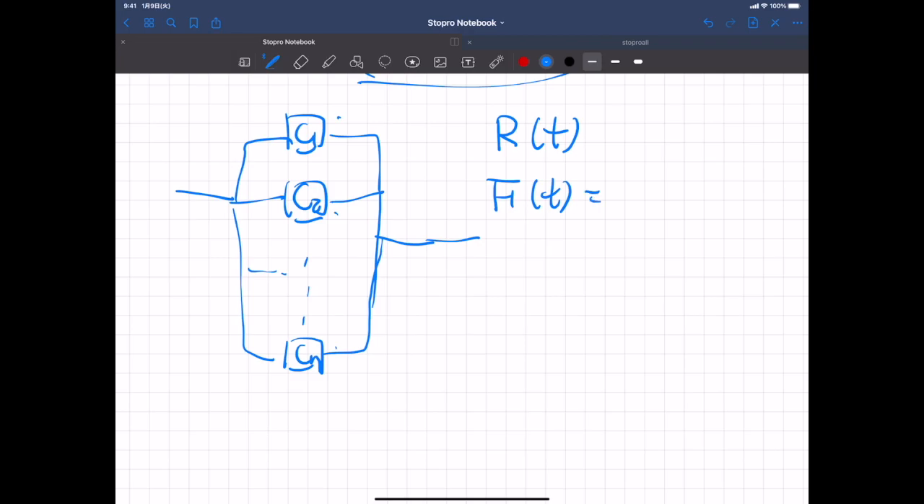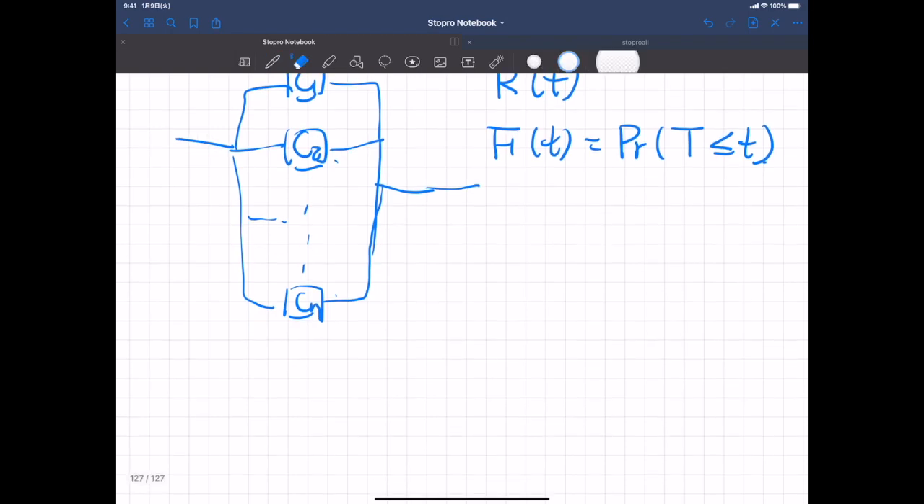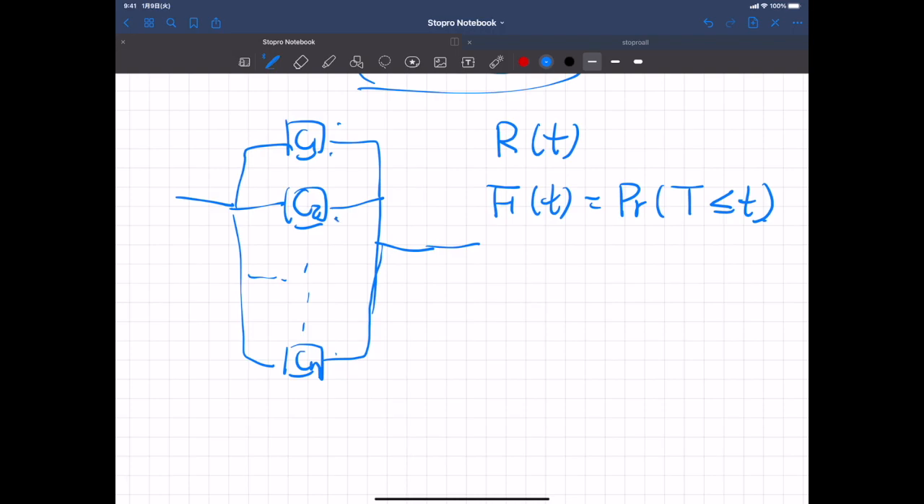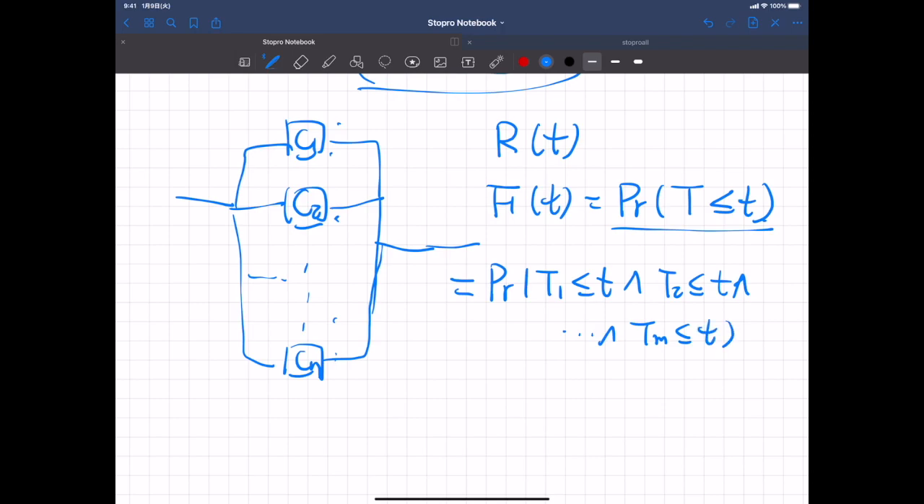So that is this probability. So this time to failure is less than or equal to some given time, which in this case, again, we assume each component is independent of other components. So this distribution function becomes, first, T1 is less than or equal to t, and T2 is less than or equal to t, and so on, and Tm is less than or equal to t.